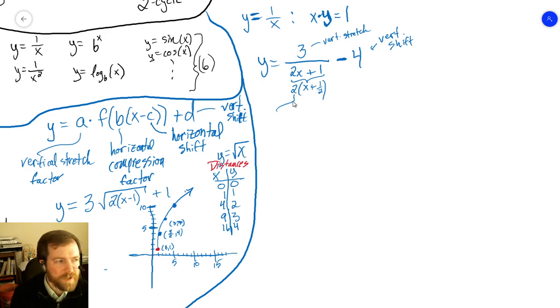All right, so a 2 here is going to be a horizontal compression.